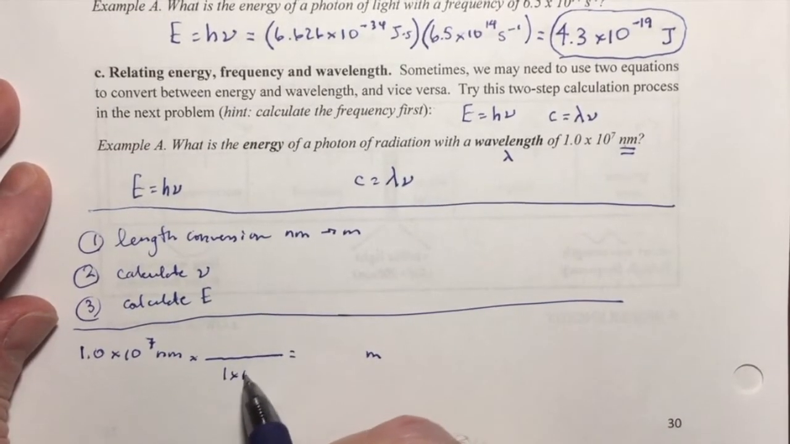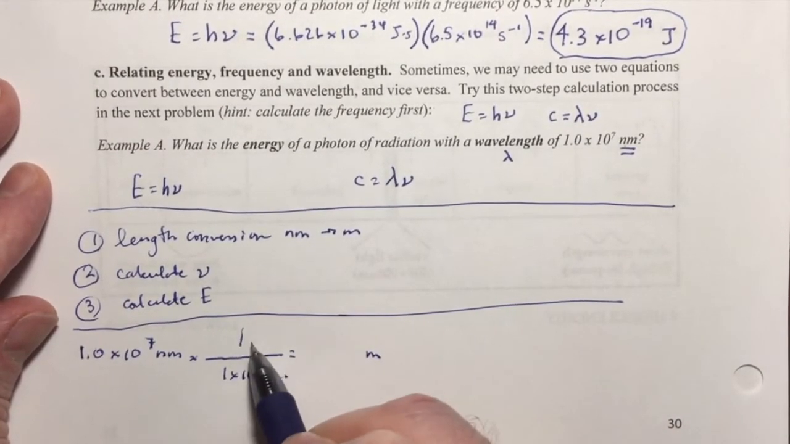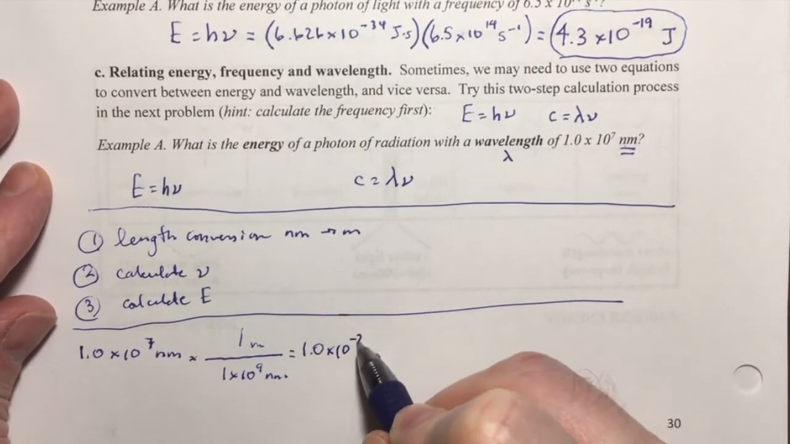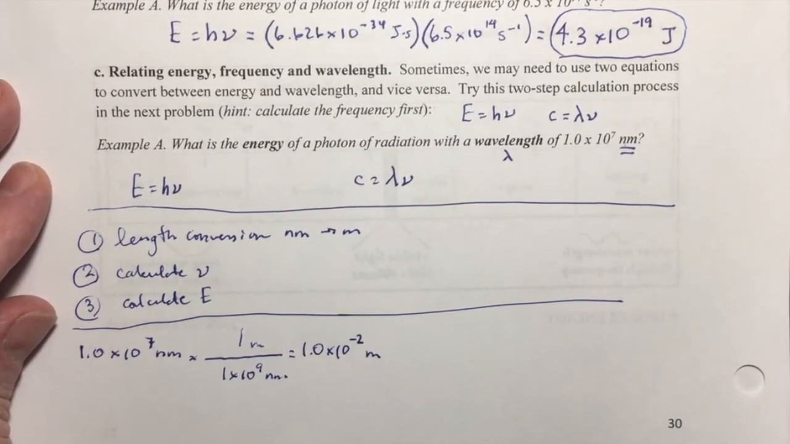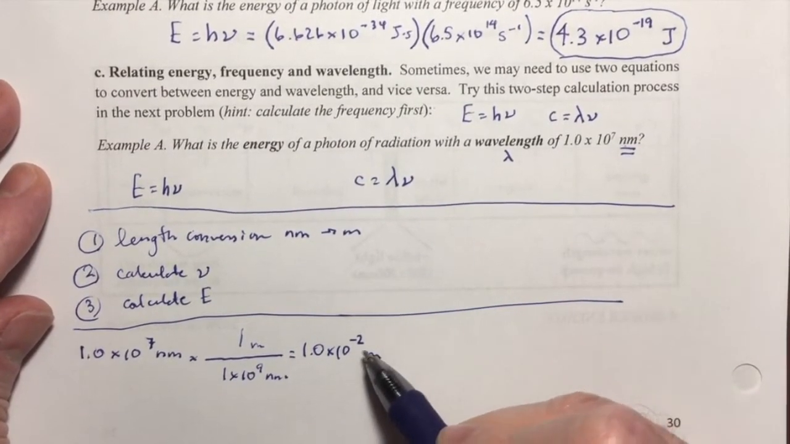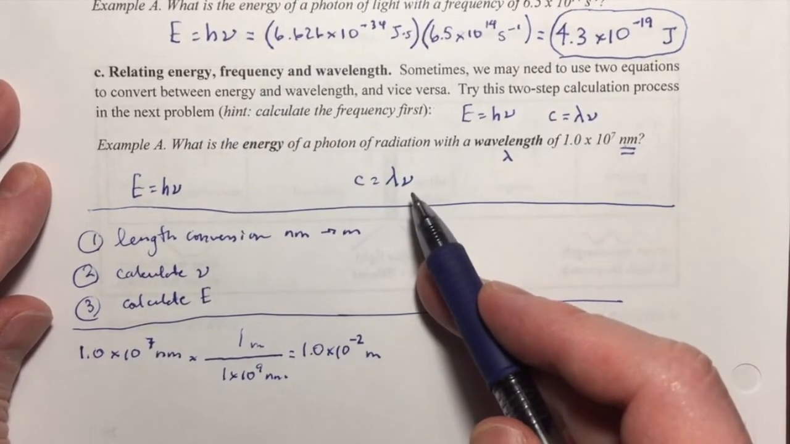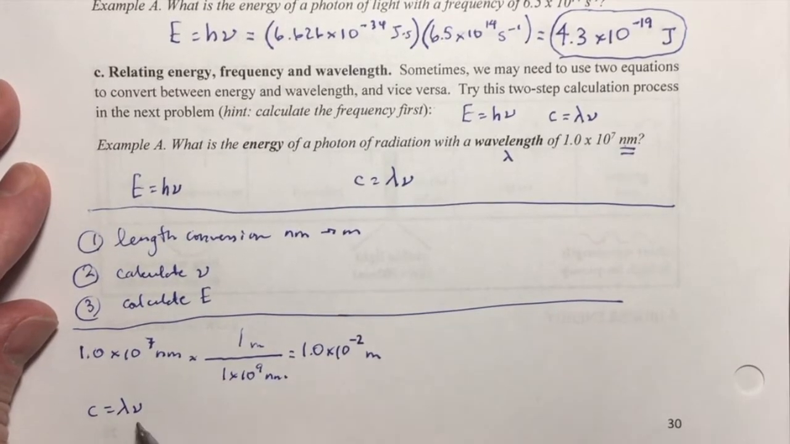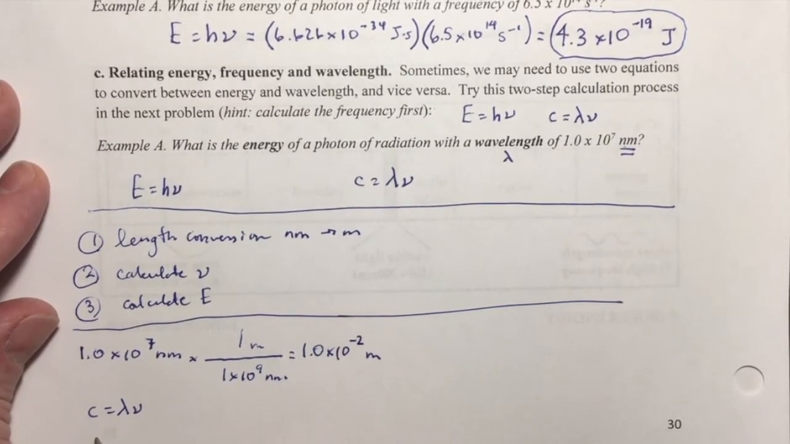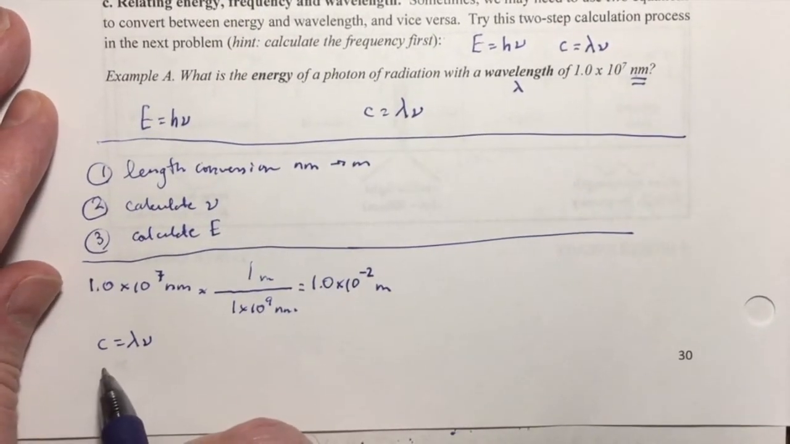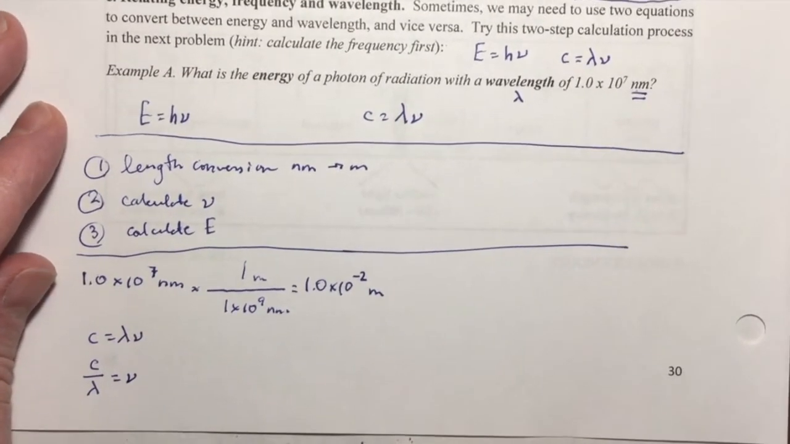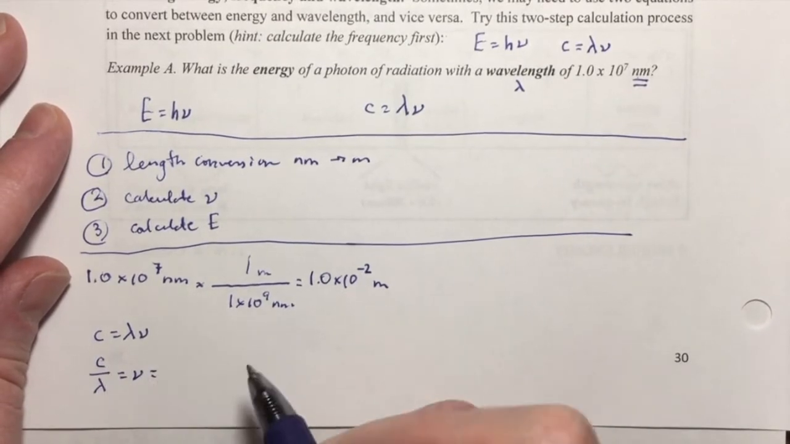So I know that 1 times 10 to the 9th nanometers is 1 meter. And if I do this math, I get 1.0 times 10 to the negative 2 meters. And that is the wavelength in meters I'm now going to plug into this equation. So I set up that equation, c equals lambda nu, and I want to solve for frequency. So I rearrange the equation to solve for frequency. c over lambda equals the frequency. And I can start plugging in values.